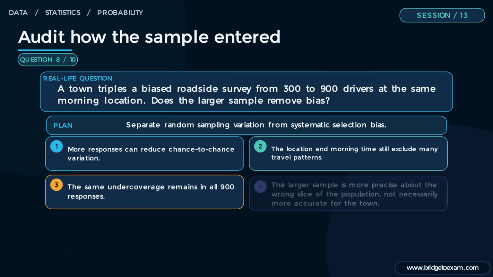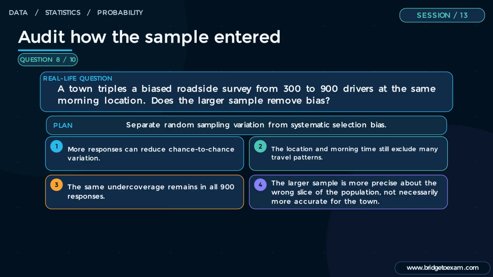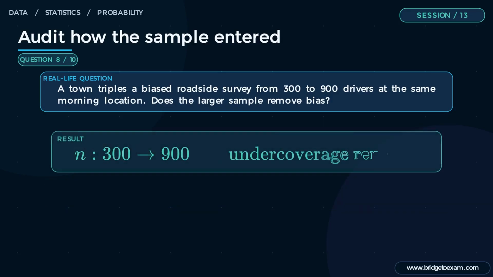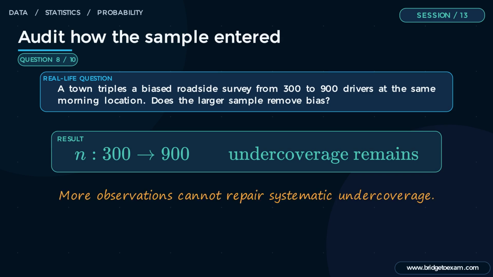Step 3. The same undercoverage remains in all 900 responses. Step 4. The larger sample is more precise about the wrong slice of the population, not necessarily more accurate for the town. Quick check. Sample size cannot compensate for a method that systematically omits relevant groups. This matters in real life because traffic planning requires coverage across locations, days, and times.